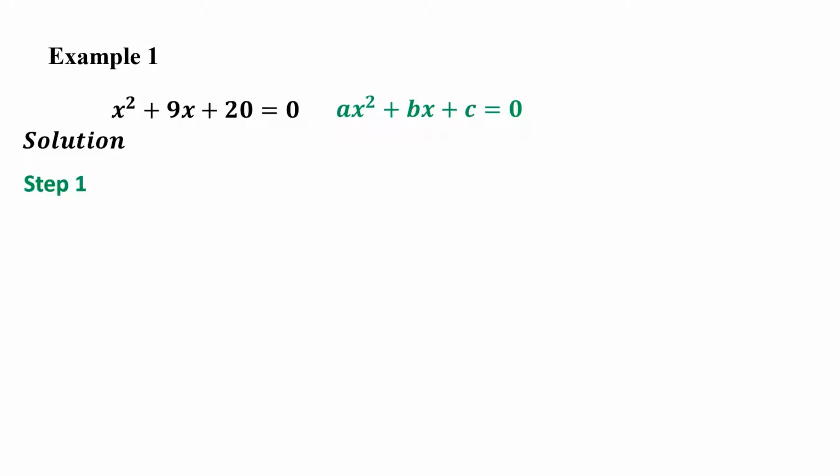Example number 1. The given equation is x squared plus 9x plus 20 is equal to 0. Solution. Step 1. Since the given equation is already in the standard form of a quadratic equation, which is ax squared plus bx plus c is equal to 0, then we just copy the given equation as a first step. x squared plus 9x plus 20 is equal to 0.